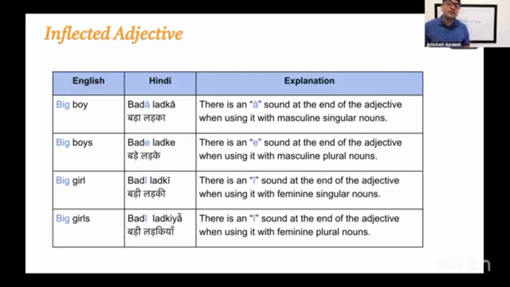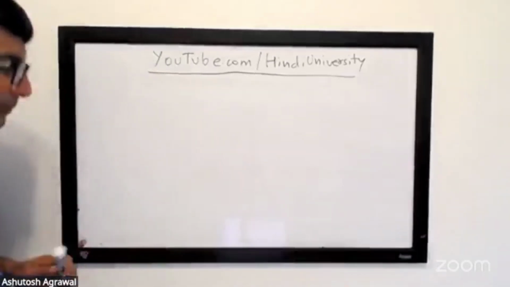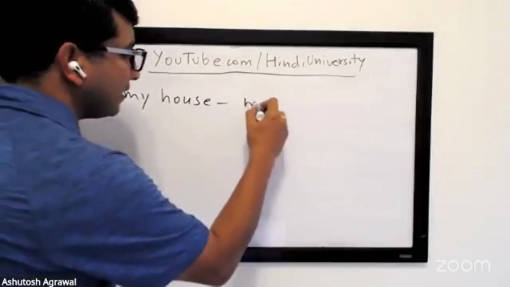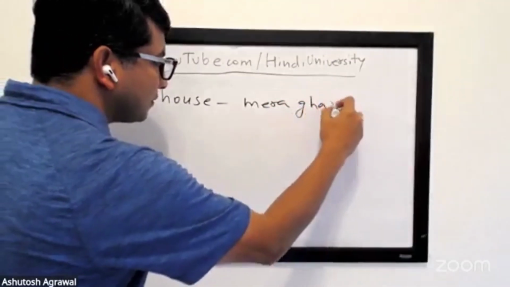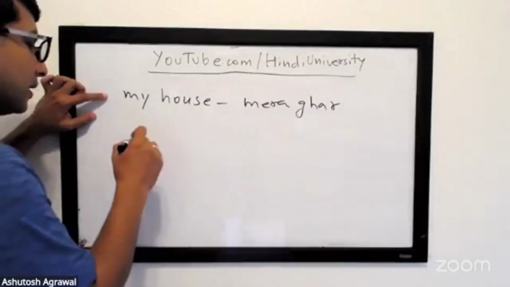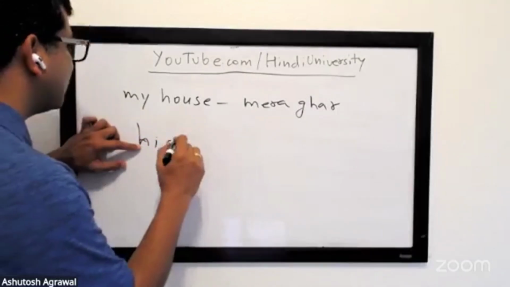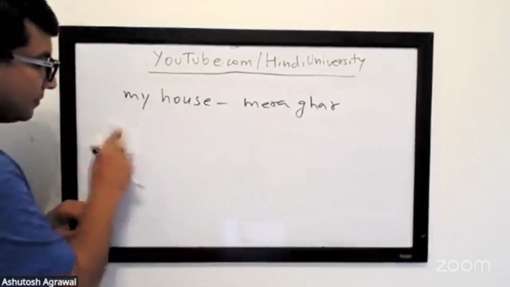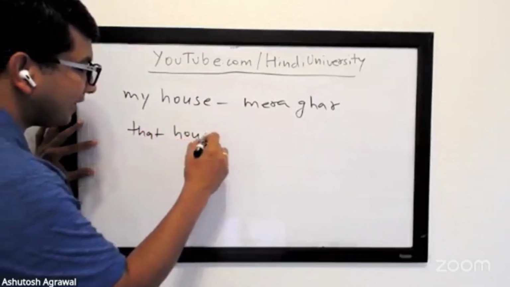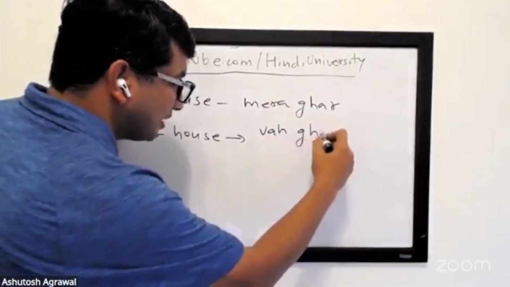Now, how do we represent taller? Let's say you have two houses you're comparing. So my house is Mera Ghar, and this is maybe a quick refresher for everyone. His house, or let's say that house, what is that house in Hindi? Vah ghar, beautiful, vah ghar. We will come to that also, okay?